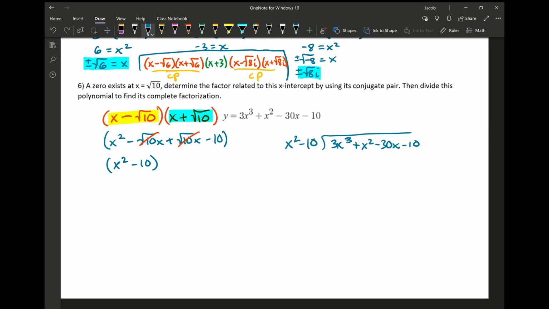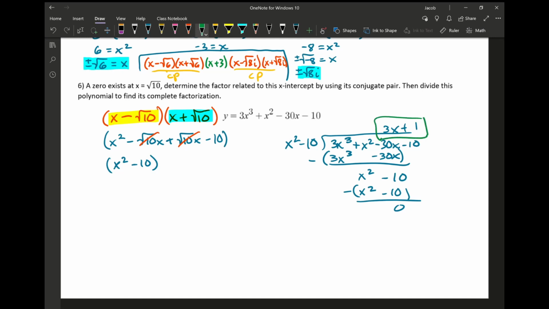So I need a 3x, I'll skip, go all the way to negative 30x. Oh, look, they'll cancel out completely. So I'm left with x squared minus 10. Oh, all right. Well, cool. I just need to multiply everything by 1, and I'll get that, and everything cancels. Sweet. So there's no remainder.